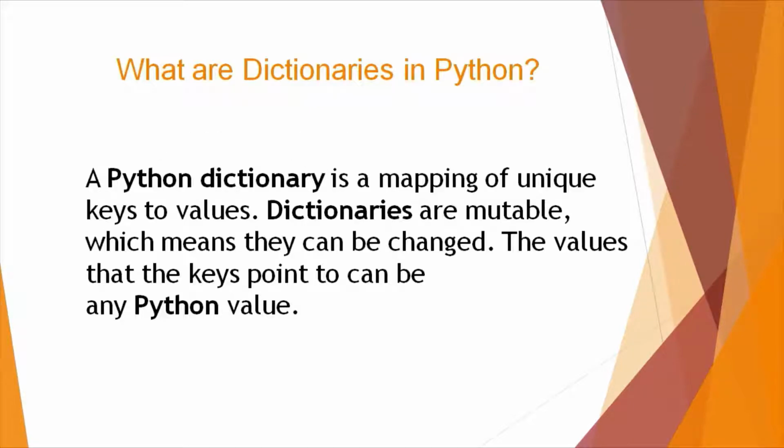So what are dictionaries in Python? A Python dictionary is a mapping of unique keys to values, and they are mutable, so they can be changed. We have heard about lists, tuples, and sets. I have made videos of them as well, and I will give the link here. In lists, tuples, and sets, we just have the values. But in dictionaries, we can assign these values to keys. That is, in dictionaries, we have keys as well as values.